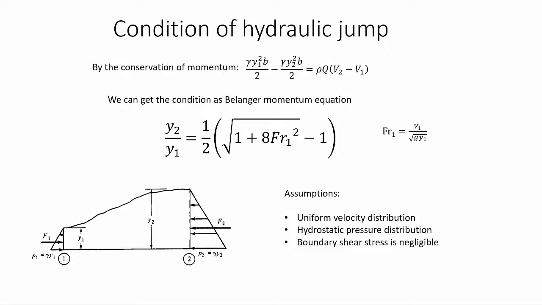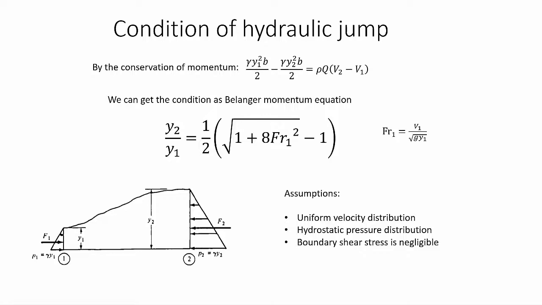Although the hydraulic jump can dissipate energy, the conservation of momentum of the flow before and after the jump still holds. The ideal condition of hydraulic jump can be described by the Belanger momentum equation. In this equation, the ratio of y2 to y1 is a function of Fr1, where y1 is the water level before the jump and y2 is the predicted water level after the jump. y2 is also called conjugate depth.